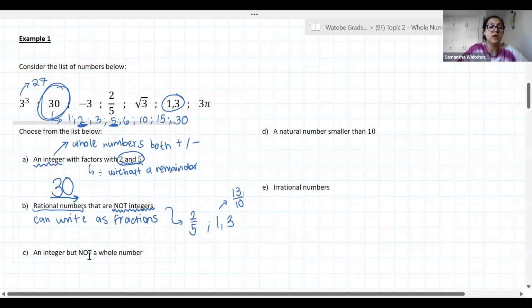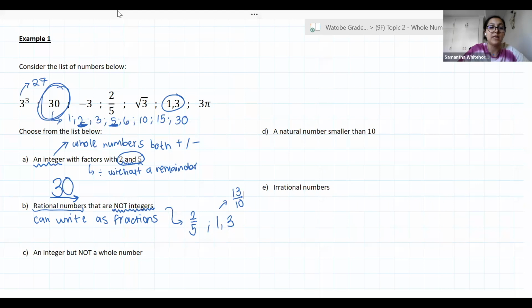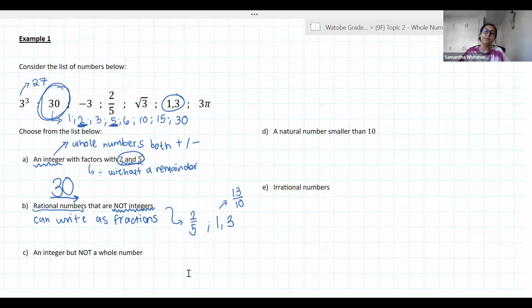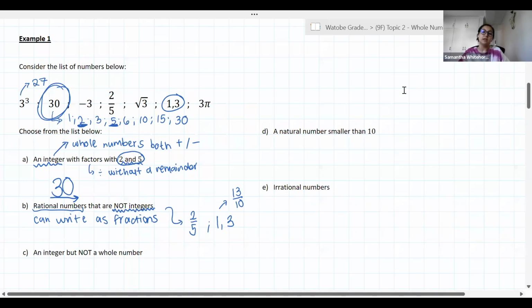Okay, so the next one asks, we want now an integer, but not a whole number. So can someone tell me, you can put your hands up, what is the difference between an integer and a whole number? Lungelo, your hand is still up. Do you want to tell me?